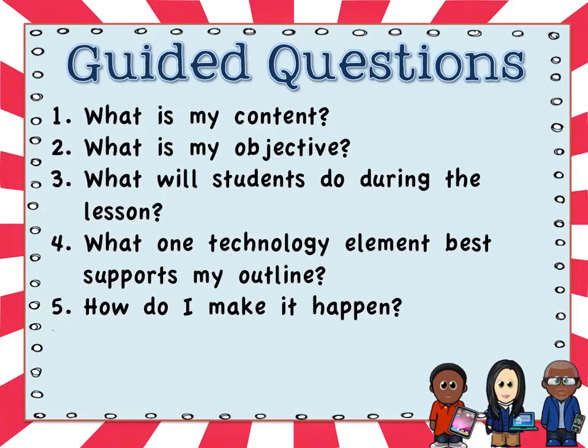That brings us to questions 4 and 5 and where our model begins. What one technology element best supports my outline? And how do I make it happen? These two questions are going to be important as you work to start with technology, and we intentionally focus on one piece because when you're comfortable with one thing, then it's okay to move on to something else. Because as the instructor, we have to think about our comfort level with the technology, but we also have to think about the technology comfort level of our students.